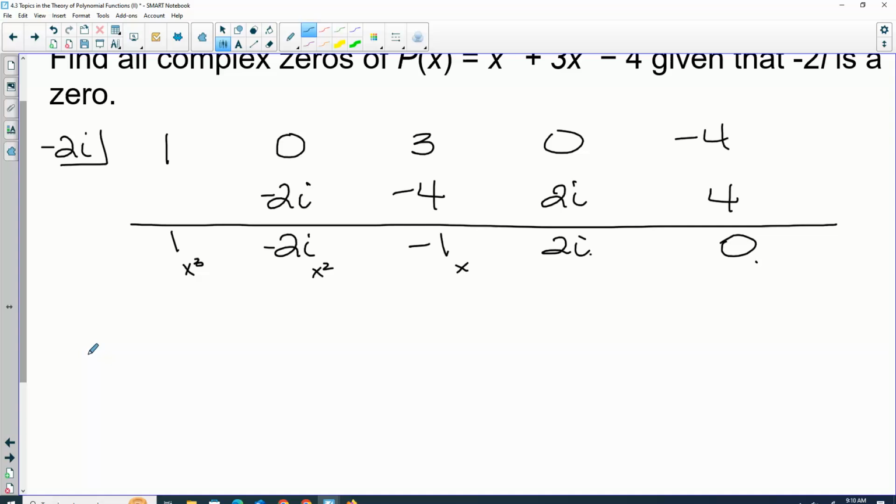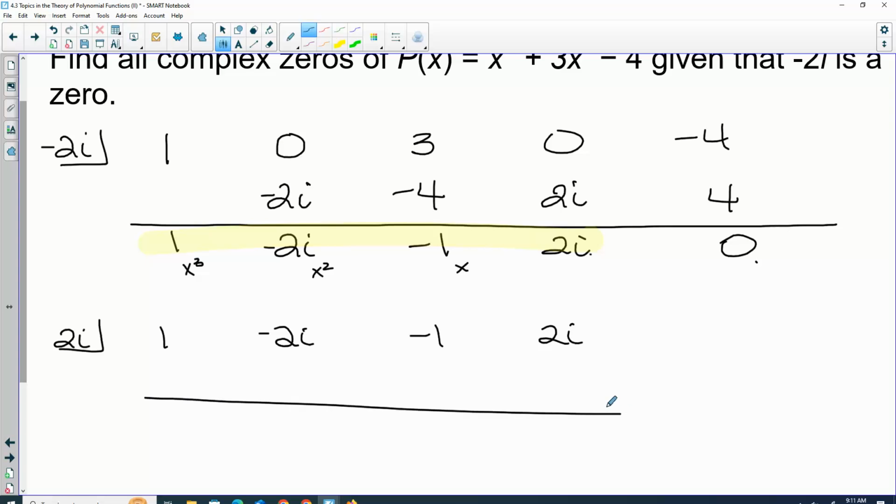Divide again, this time by positive 2i, the conjugate. And we take our answer here. That's what we're dividing, without the remainder. So 1, negative 2i, negative 1, positive 2i. Alright, this time the synthetic division should be pretty nice because all the i's should cancel.